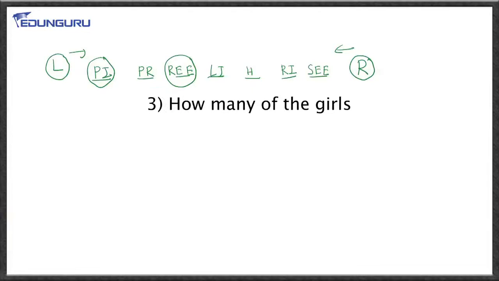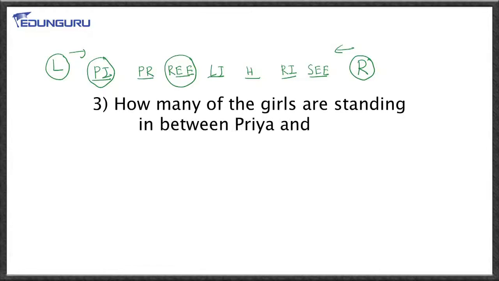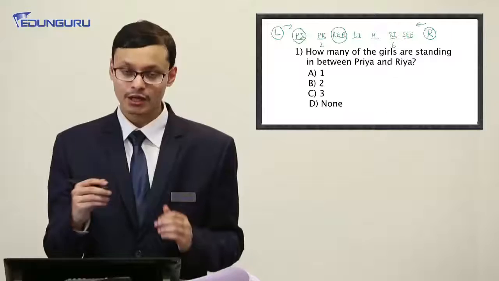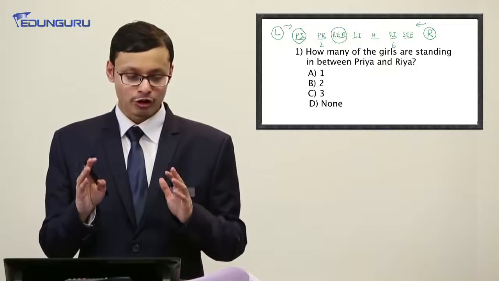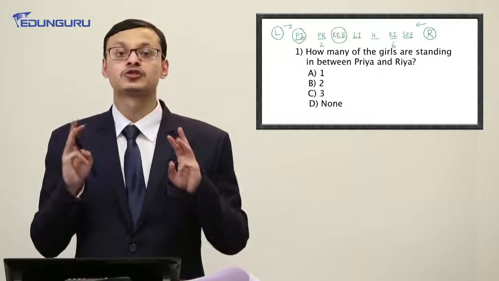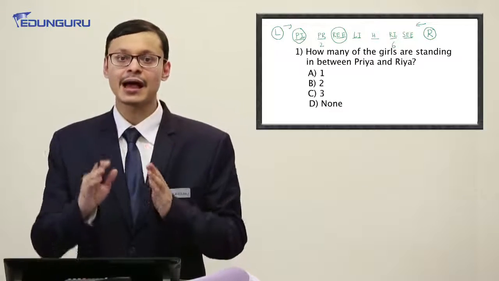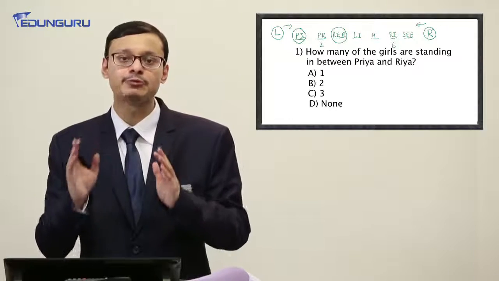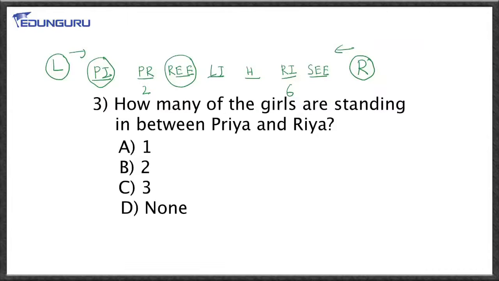Moving on to question 3. How many of the girls are standing in between Priya and Riya? So, where is Priya standing? In second position. So, Priya is in second, and what about Riya? Riya is in 6th position. So, that is a gap of 4. But how many girls standing in between? 3. That is Rima, Lima and Henna. Note, the difference between 2 and 6 is 4, but the people in between is only 3, 4 and 5. That is Rima, Lima and Henna. Hence the answer is option C.